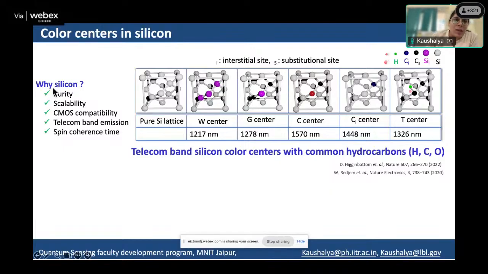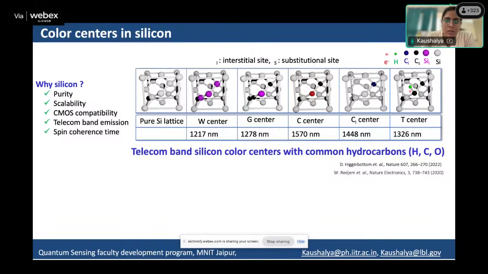So when it comes to the material platform, silicon is definitely a material of choice because all our CMOS technology is based out of silicon. We know the most about silicon. Silicon is among the most pure materials that we have so far, and hence it is easy to work with silicon.